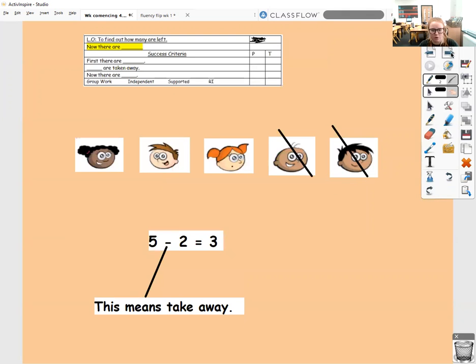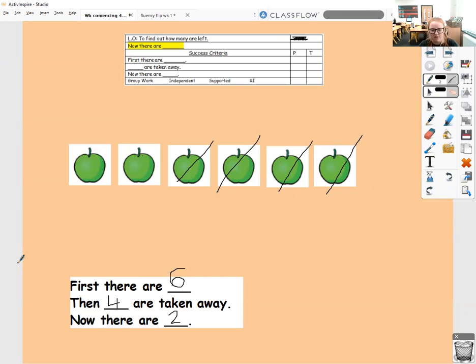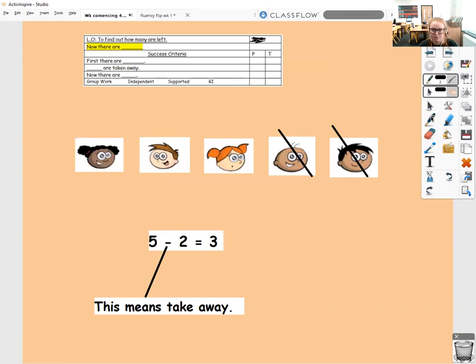Brilliant. Oh, this time we can write it with a number sentence. So we've been writing it with first there are 6, then 4 are taken away, and now there are 2. This time we're going to write it in a number sentence.